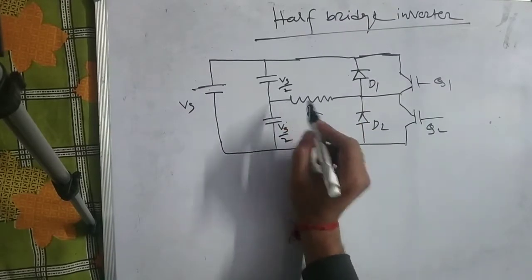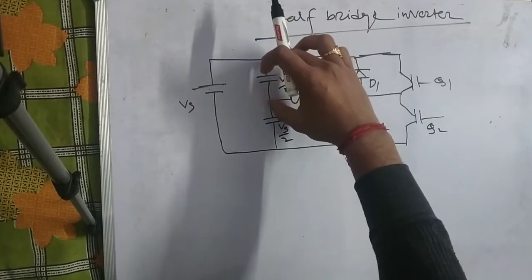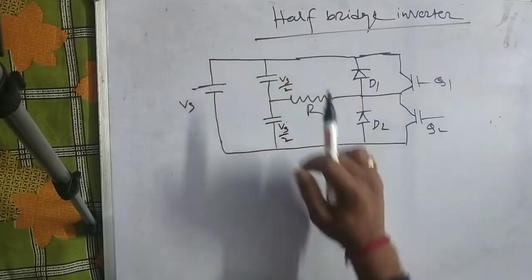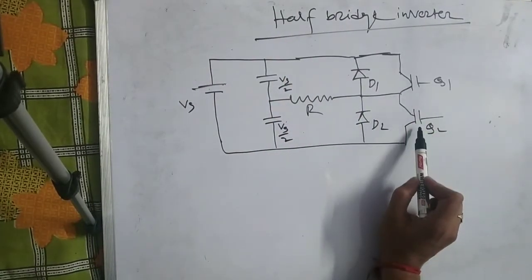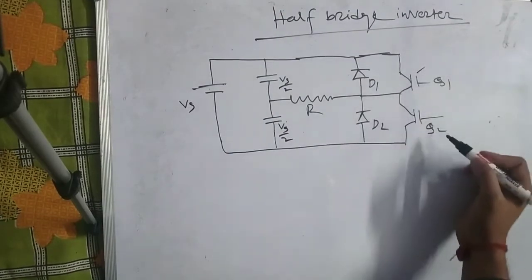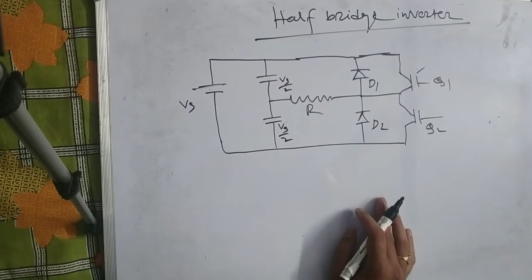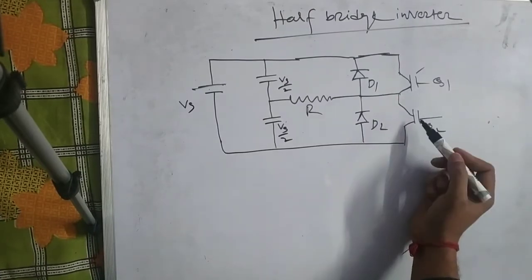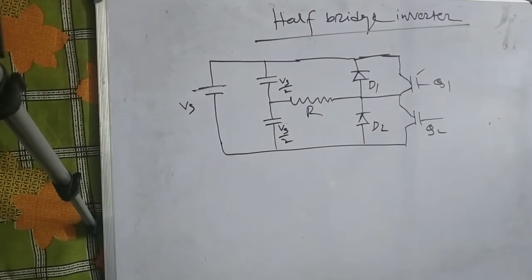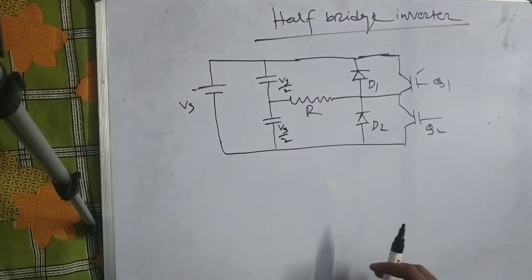This is the load resistance, and this capacitor will keep the voltage constant at Vs by 2. Here two diodes and two switches are there. It could be a MOSFET, BJT or SCR, depending on the application. You will choose the switch accordingly.